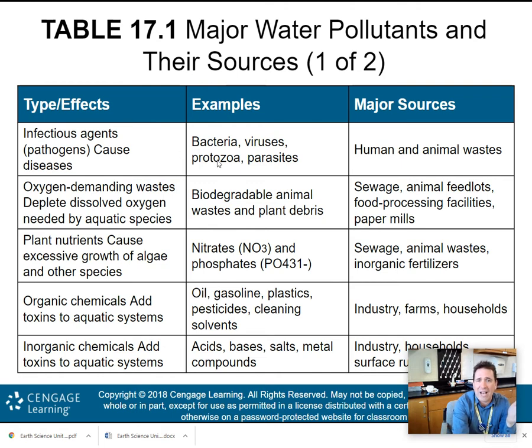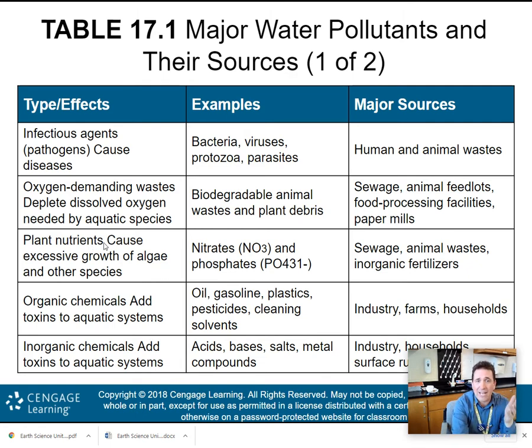Examples: bacteria, viruses, protozoa, parasites. Major source going to be human and animal waste. Oxygen demanding wastes, all right, deplete dissolved oxygen needed by aquatic species. Biodegradable animal waste and plant debris. Examples of this, where do they come from? Sewage, animal feedlots, food processing facilities, paper mills.